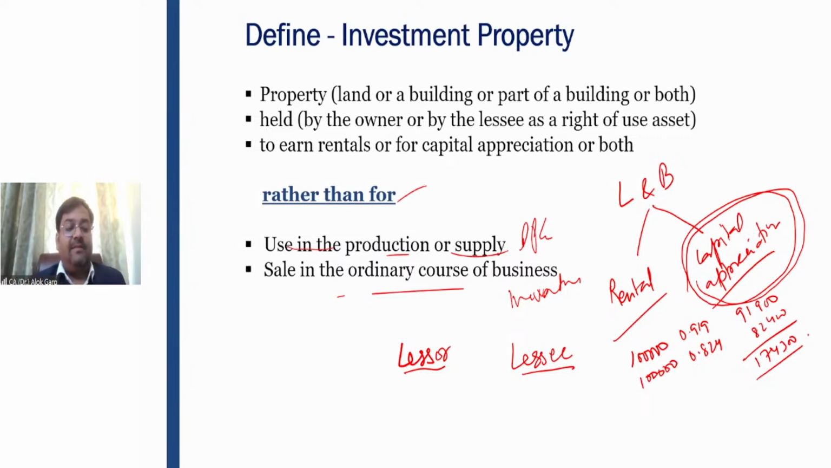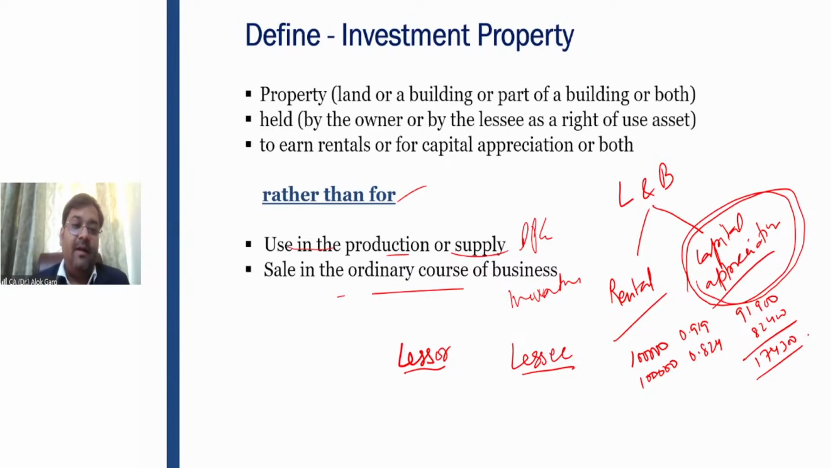Now the question arises, if a company A Limited has taken a building on a rental basis from the lessor for 2 years, there will be a right of use asset. In that case, there will be a right of use asset. Whether that right of use asset will be investment property or PPE, what is the classification of the right of use asset?